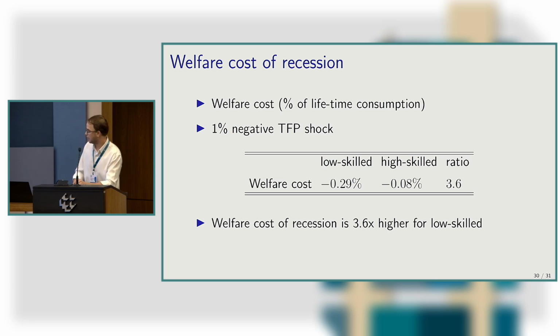And finally, I use this calibrated model to evaluate the welfare costs of a recession, engineered by a negative 1% TFP shock, with welfare costs measured as a percentage of lifetime consumption. And what I find is that the welfare cost is 3.6 times higher for low-skilled workers, and this again is despite the fact that they have more stable consumption.